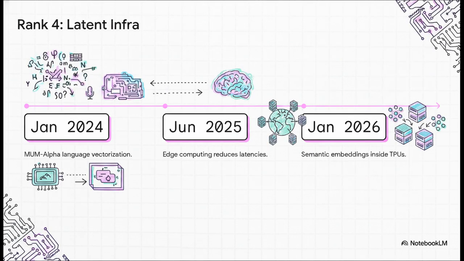With rank 4, we get into the hidden heavy lifting, latent infrastructure and semantics. This is the underlying hardware and logic dictating our daily search results. The system recorded the injection of MUM alpha language vectorization, the major shift toward edge computing to slash global latencies, and by early 2026, the advanced routing of semantic embeddings directly within the tensor processing units. It's just a breathtaking look at hardware-level evolution.